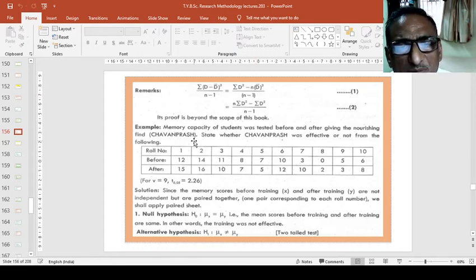Another example is that memory capacity of students was tested before and after giving the nourishing food Chyawanprash. State whether Chyawanprash was effective or not from the following. So these are the roll numbers, and these are the values before experimentation, and these were after experimentation. So the results come to v is equal to 9 and t0.05 is equal to 2.26. So we can prepare the solutions.